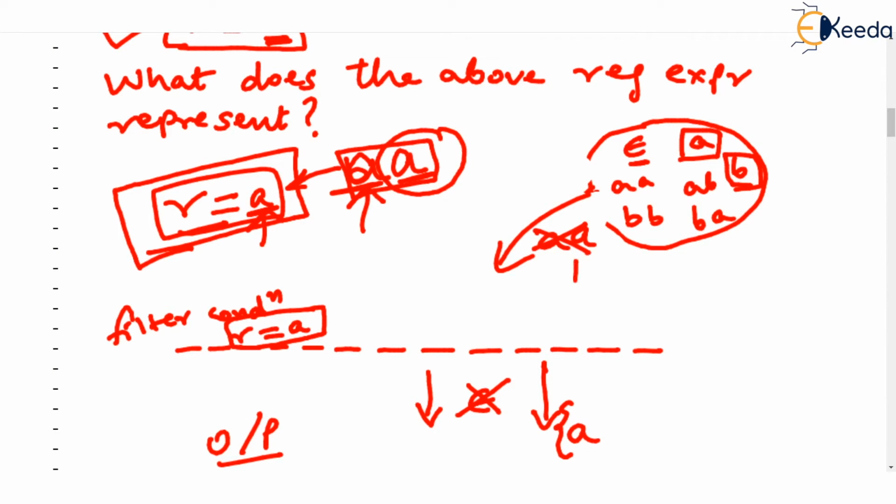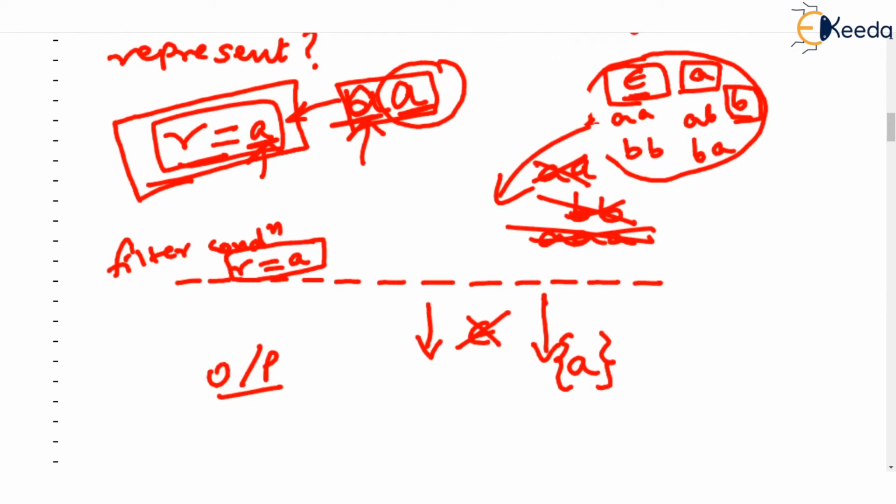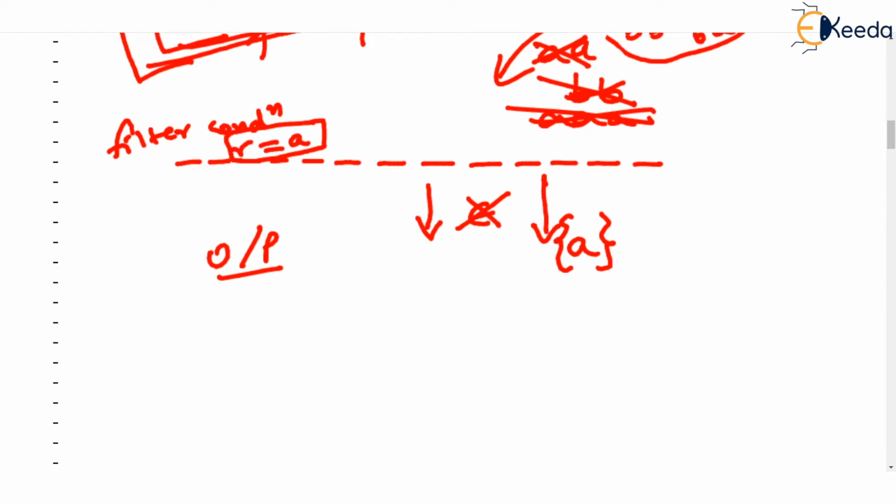Of course, double B will not pass. Triple A will not pass. In fact, none of the strings will pass. What about epsilon? Epsilon will also not pass because it doesn't match A. That means if you have a regular expression R is equal to A, then out of that huge set of all the strings, only A is passed through.